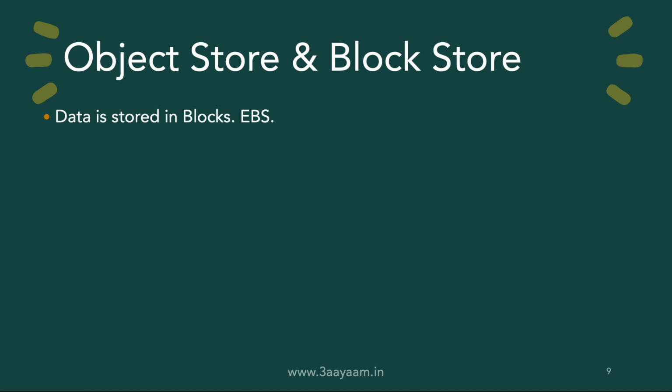So what is a block store? Wherein data is stored in blocks. So for example, EBS or Elastic Block Store. If you want to know more about EBS, you can go through the video in the appendix, which is EC2 and EBS. So what happens in block store? Data is read and written in blocks, and the size of the blocks is defined by the operating system or by the device.